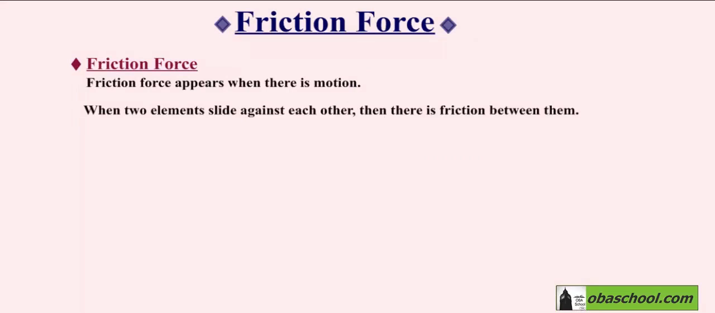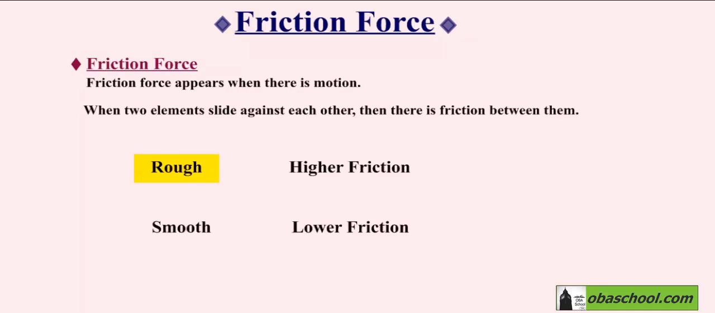So we can conclude from the three videos that the higher the friction, the slower the object. And if we have a rough surface, the friction is going to be high, and the smoother the surface is, the lower the friction is going to be.